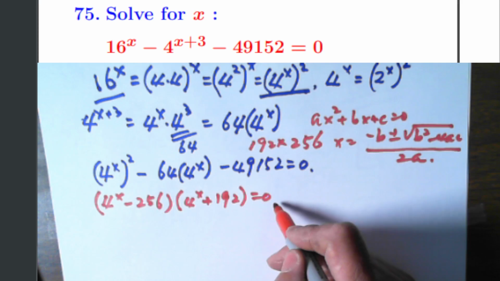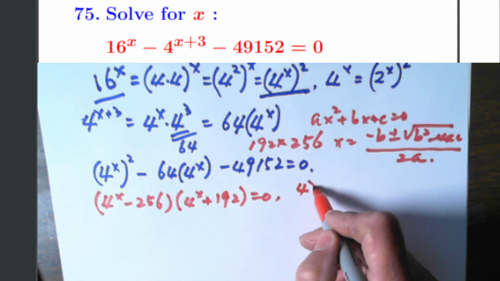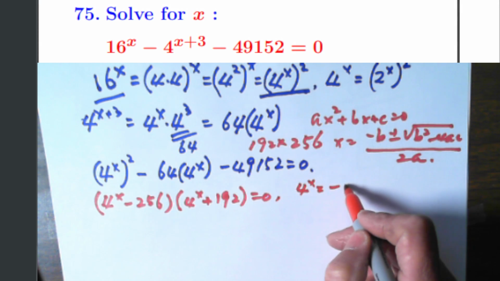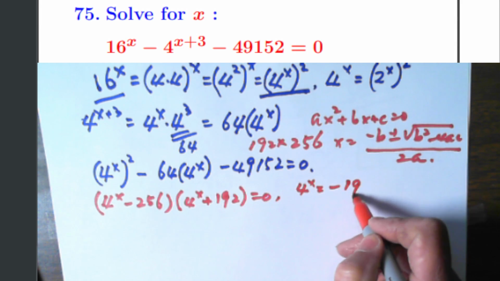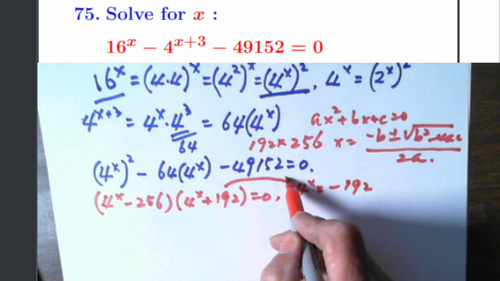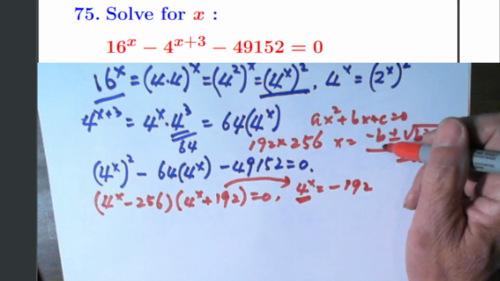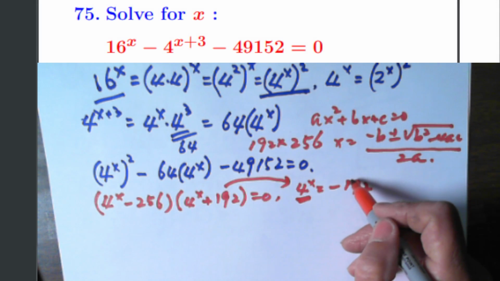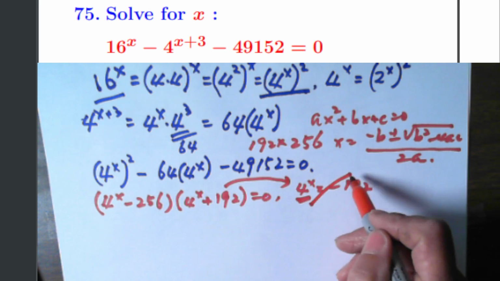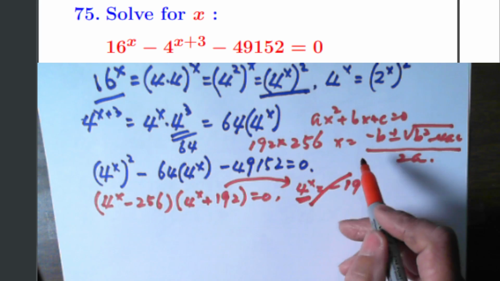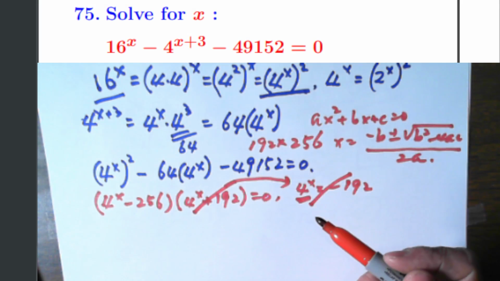And we know here 4^x equals negative 192 from here, but a positive value to any power cannot be negative. So this one doesn't make any sense for this question. So we throw this away.